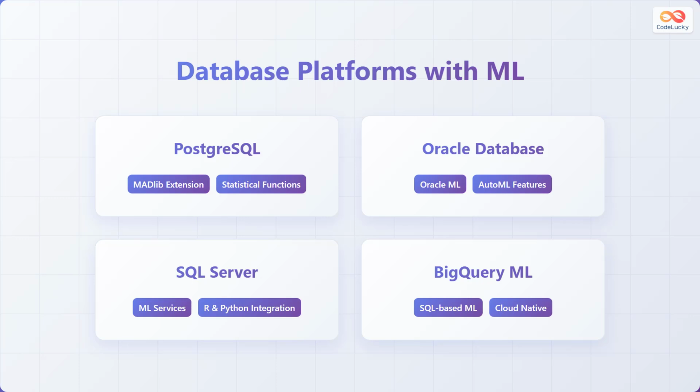Several database platforms now offer built-in machine learning capabilities. PostgreSQL supports the MADlib extension and statistical functions. Oracle Database offers Oracle Machine Learning and automated machine learning features. SQL Server provides Machine Learning Services with R and Python integration. BigQuery Machine Learning enables SQL-based machine learning and is cloud-native.